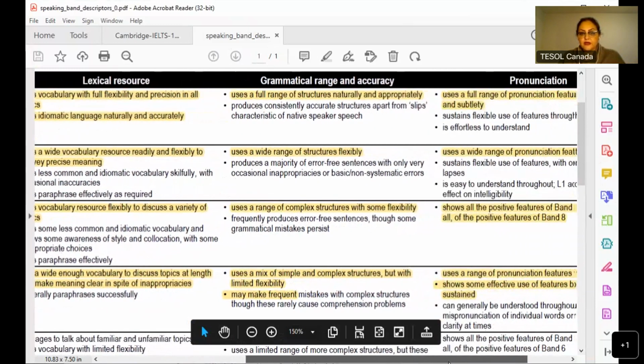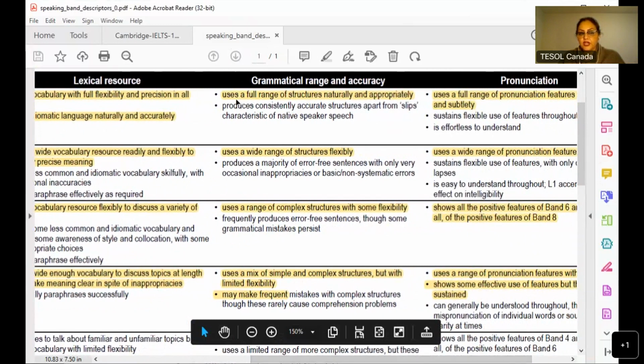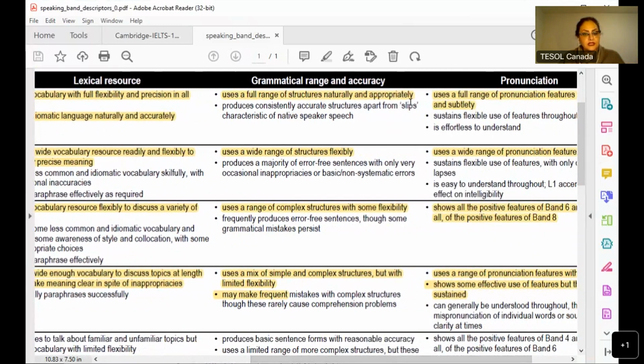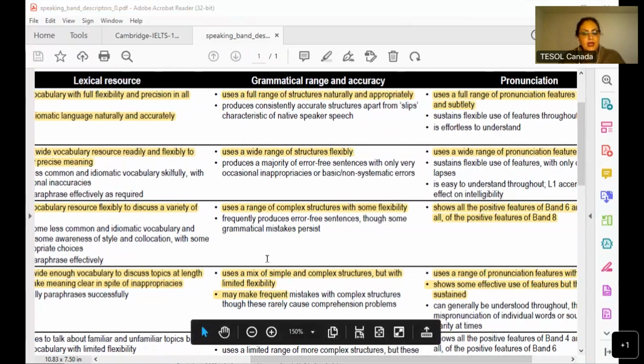And for grammatical range and accuracy, for 9, uses a full range of structures naturally and appropriately. For 8, uses a wide range of structures flexibly. And for 7, uses a range of complex structures with some flexibility. But 6 uses a mix of simple and complex structures, but with limited flexibility.